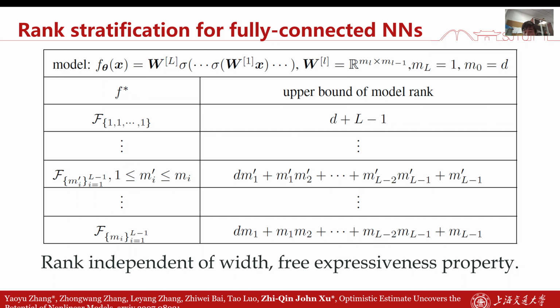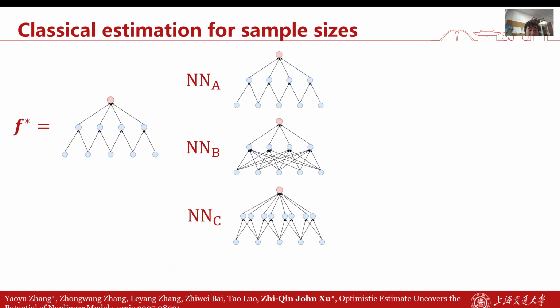optimistic estimation. Okay, so now let's consider these three neural networks, and this is the target function. This is exactly the same target function, and in this case, we add more connections between neurons. We duplicate neurons in the hidden layer. In the traditional estimation, the parameter numbers here are 12, 24, and 24. So we need a number of samples of 12, 24, and 24 to reconstruct this target function.